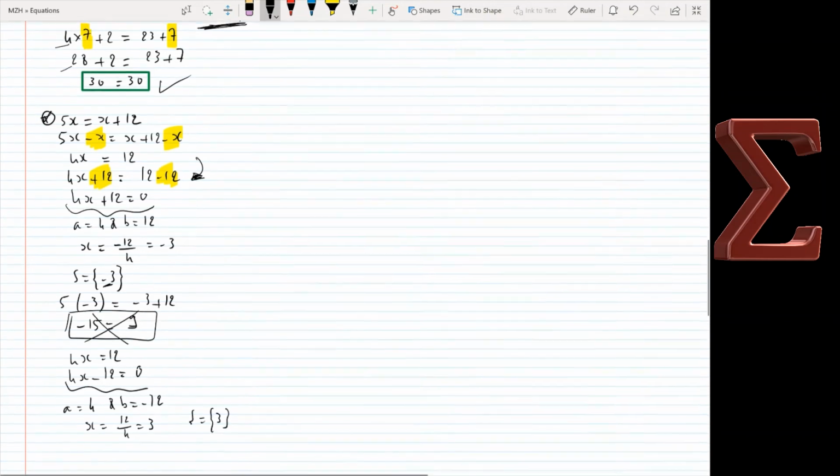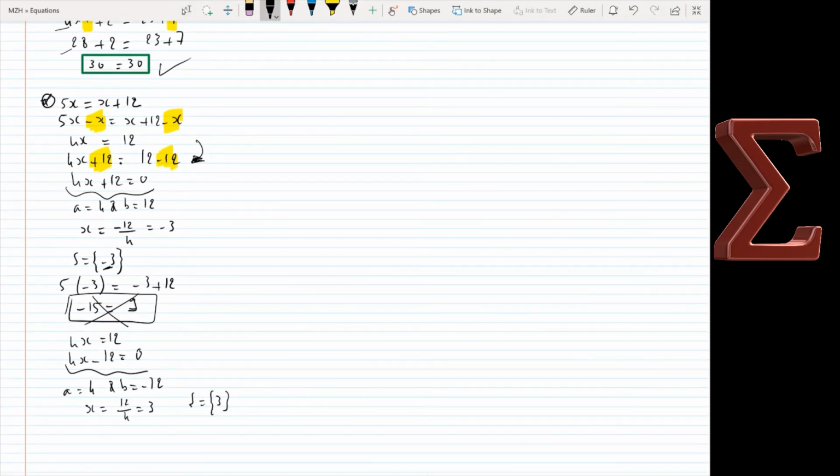I can check it. I'll put 3 back into the equation. So 5 multiplied by 3 is supposed to be equal to 3 plus 12. 5 times 3 is 15, and it's supposed to be equal to 15. Now this equality makes sense. Now I have the confidence that my result is correct.